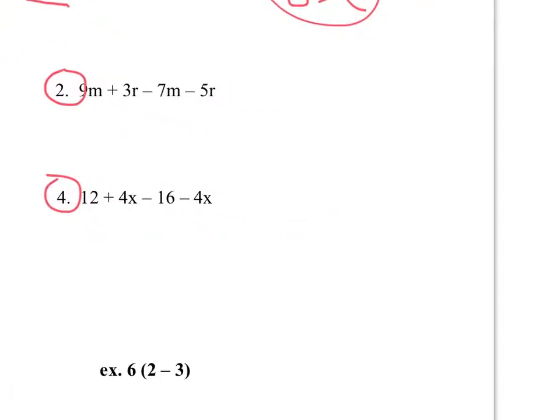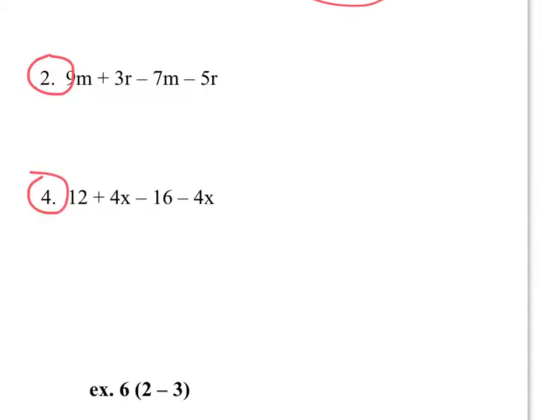Alright, number 2. So you can see I have 2 variables here. I have an m and I have an r. So I'm only going to combine the like variables. So if I circle the 9m, the only thing I can combine is the 7m. Real important, don't forget the negative before it. So when I combine those, I'm going to have 9m minus 7m. Well, 9 minus 7 is 2, and then I just keep the m. So I'm going to have 2m.